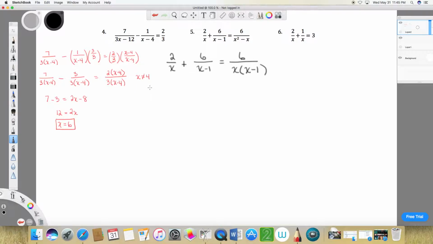So this first term, 2 over x, we multiply it by the number 1, but we write 1 as x minus 1 divided by x minus 1. And this second term, we want its denominator to be x times the quantity x minus 1, so we multiply it by the number 1, but we're clever in how we write the number 1, and we write it as x over x. The right-hand side, I'm not going to do anything to it. It has the denominator that I want.